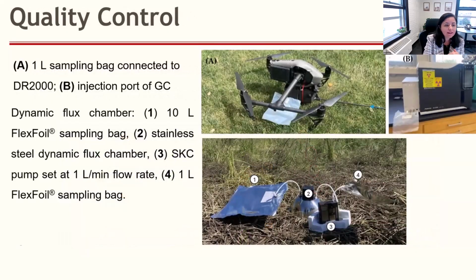So this is the kind of quality control step we did. We measured using our flying air analyzer. We also collected samples inside an airbag while the drone was flying. And then we brought it back to the lab, and we used our GC to analyze that bag sample. We also used our traditional method, the dynamic flux chamber method, to see how close we were able to get.